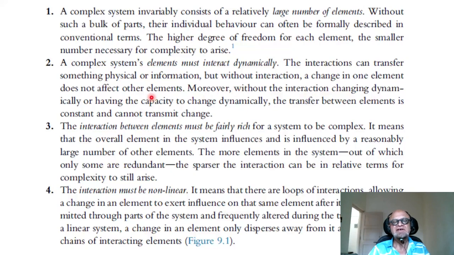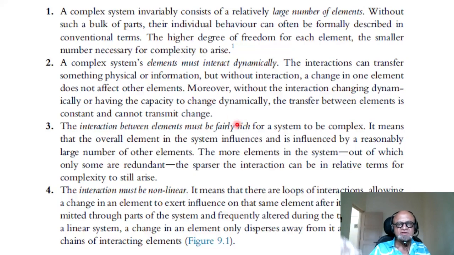A complex system's elements must interact dynamically. Interactions can transfer something physical or information, but without interaction, a change in one element does not affect the other element. So my brain is full of enzymes, is able to produce electrical signals that are going down the nervous system and making me move my hand, and I know how much force to put based on whether this is a paper cup that can crush or a ceramic cup that needs no such delicate force, right? Moreover, without the interaction changing dynamically or having the capacity to change dynamically, the transfer between elements is constant and cannot transmit change.